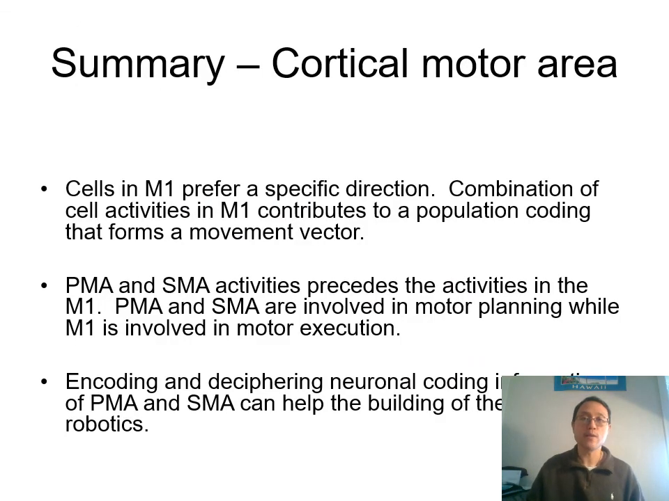Okay, so what have I told you so far about the cortical motor area? What we see is that cells in M1 prefer a very specific direction, and the combination of the cell activities in M1 contributes to a population coding that forms a movement vector. And what we saw in the premotor area and the supplementary motor area is that their activity precedes the activity in the primary motor cortex. So the premotor area and the supplementary motor area are both involved in planning, while M1, the primary motor cortex, is involved in motor execution.